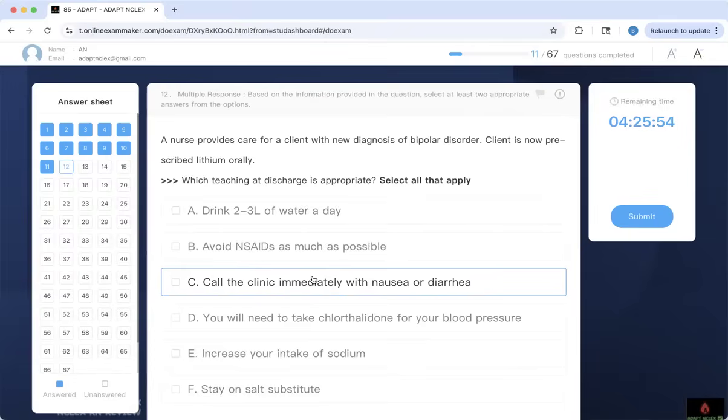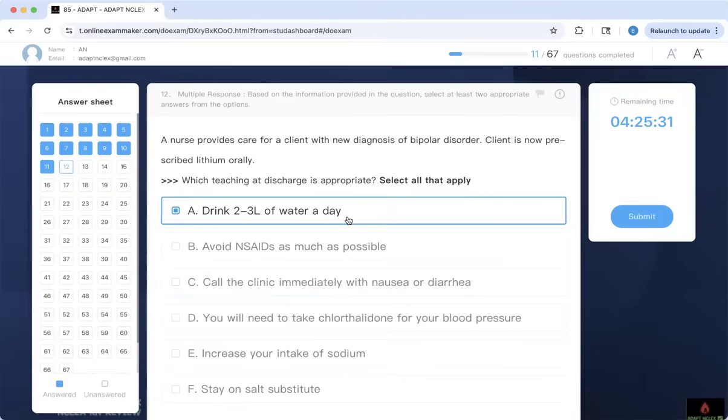If you have lithium, there's a key thing you should worry about. Keep sodium normal as much as possible. Hydrate yourself. Prevent anything that affects your kidney. Those 3 things. Make your sodium normal. Avoid dehydration. Make your kidney good. Therefore, what is the problem? Which teaching is appropriate? Well, drink a lot of water. Good. NSAIDs, it's going to help if you avoid them.